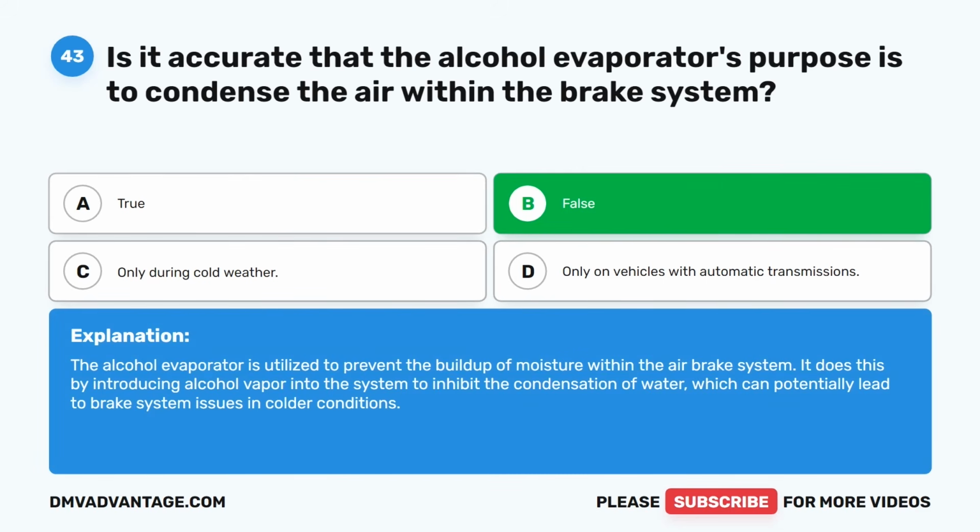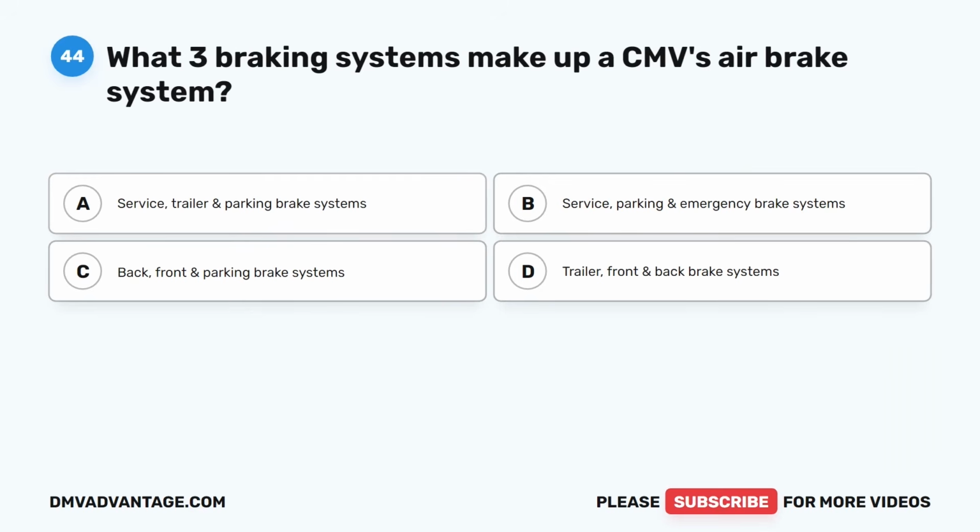The alcohol evaporator is utilized to prevent the buildup of moisture within the air brake system. It does this by introducing alcohol vapor into the system to inhibit the condensation of water, which can potentially lead to brake system issues in colder conditions.